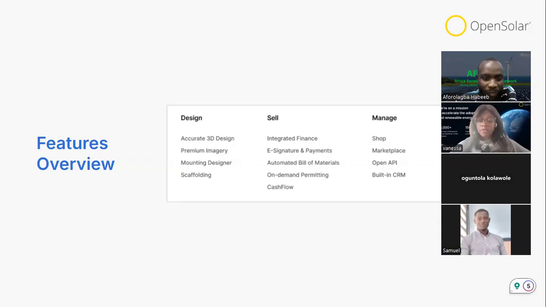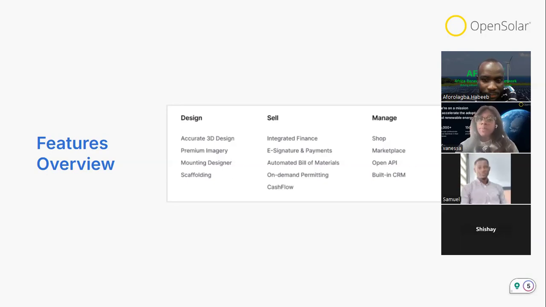Then the features that we have, this is how our website looks. We have 3D design. In most parts of the world, though some parts are not available in 3D, you can create your own 3D design from a plain picture. Therefore, we have improved imagery, we have a mounting designer, scaffolding. Finance is not possible everywhere, but then we have e-signature, automated bill of materials, so you can get the whole list of materials and so on.